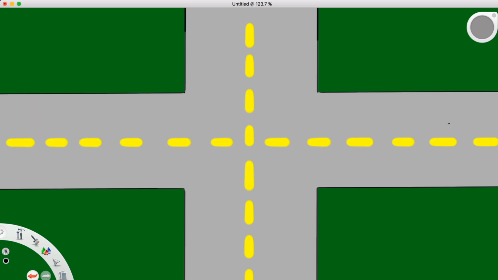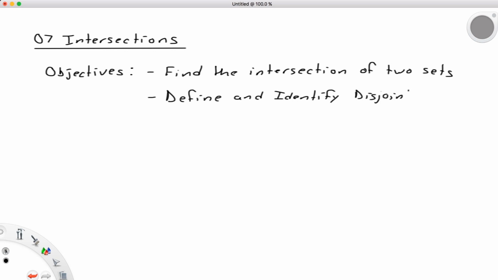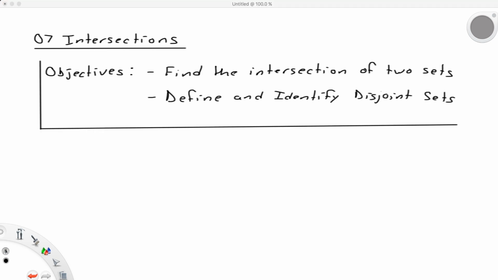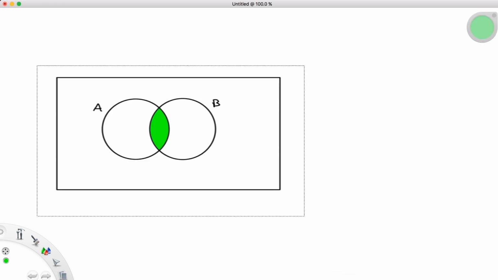Thinking of intersections as the place where things overlap is a great intuition to carry into our study of set theory, as we'll define the operation of intersecting two sets as their overlap. It also works well to help us visualize the operation. As discussed in the previous video, we can use Venn diagrams to visualize sets. If we draw a Venn diagram for two sets A and B, their intersection is the region where they overlap.